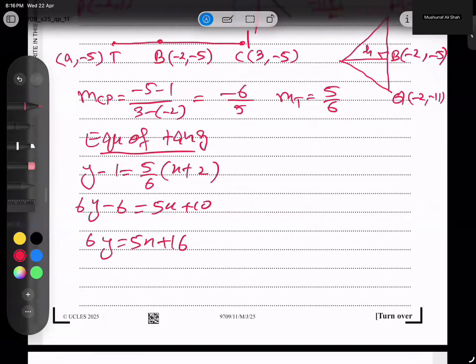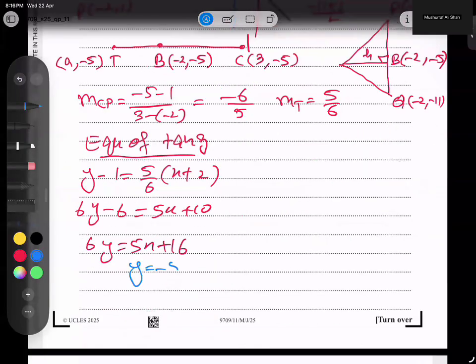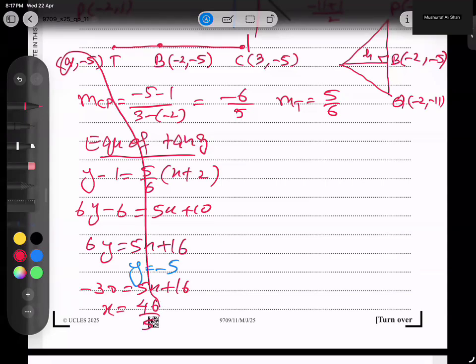Now, student, I got the equation of the tangent, but at this point, what is the y value? The y value is negative 5. I'm going to put here y value is negative 5. So I got negative 30 equals 5x plus 16. So negative 30, negative 16 and divided by 5. The x coordinate in fraction form is 46 over 5. It means this value is 46 over 5.